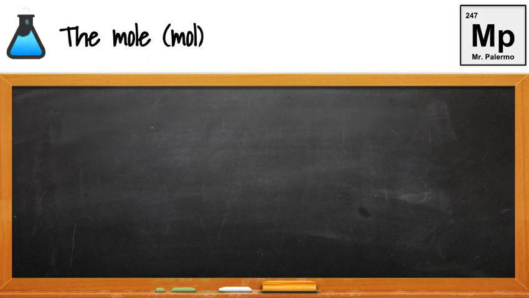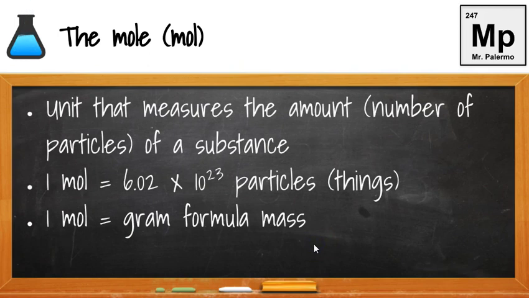Now let's talk about the mole, and we discussed this already in class. The mole is a unit that measures the amount, the number of particles of a substance, and the abbreviation for mole is mol. 1 mole is equal to Avogadro's number, which is 6.02 times 10 to the 23rd particles, or things. So, as we discussed in class, the mole is essentially a way of packaging up a lot of small things like atoms.